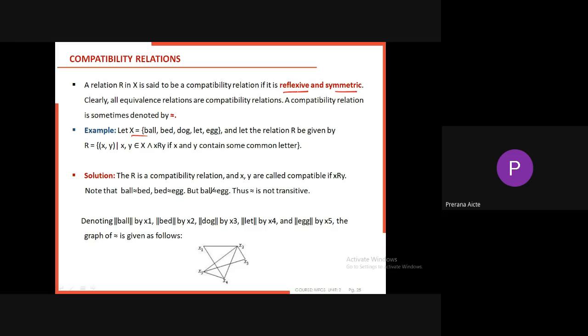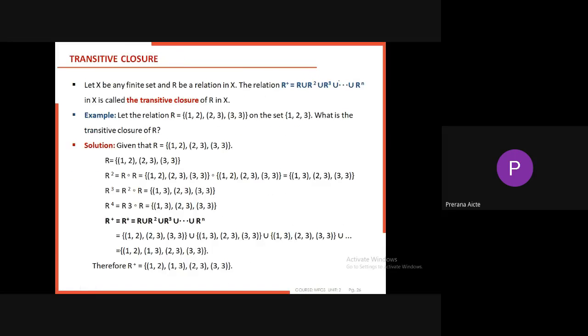Let us go for a small example for the reflexive relation. Consider the word ball. Ball will contain the same common letter. Dog, again, will have the same common letter, so it will follow the reflexive relation. Coming to the symmetric relation, consider any two, let us say ball and let. They have the common letter L, and vice versa, let and ball, again they have the common letter L, so the symmetric relation is also followed here. Since it follows both properties, this relation is called a compatibility relation.